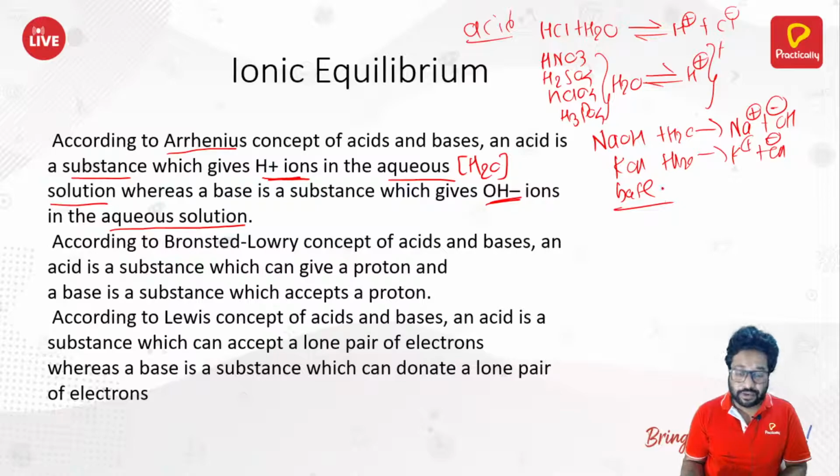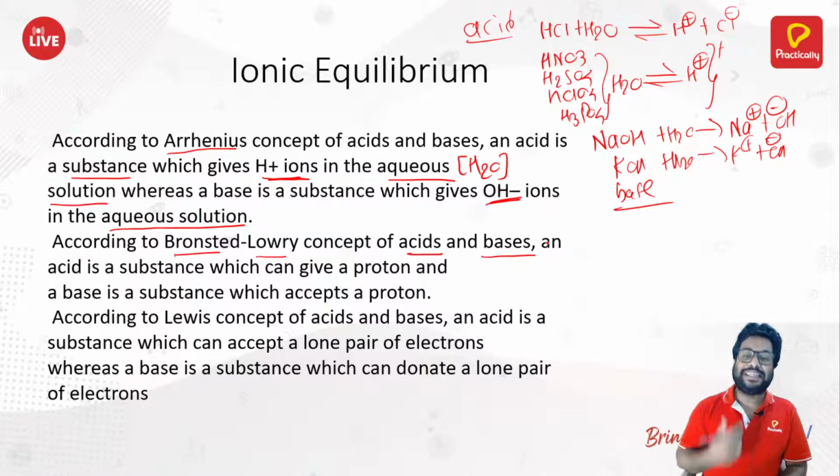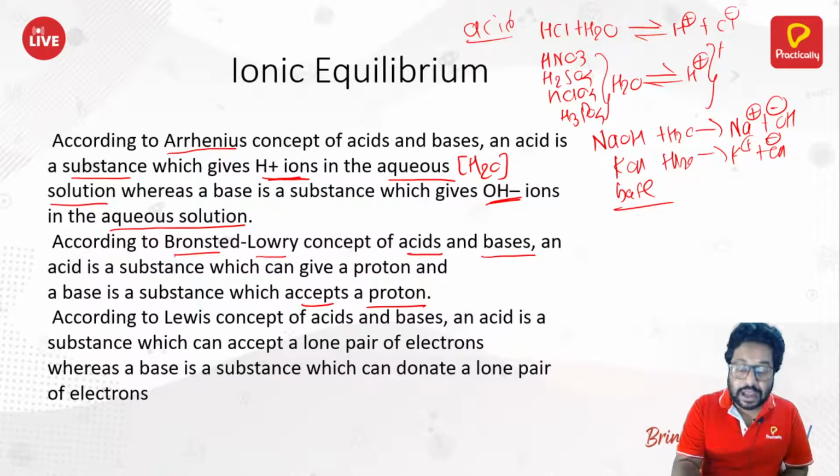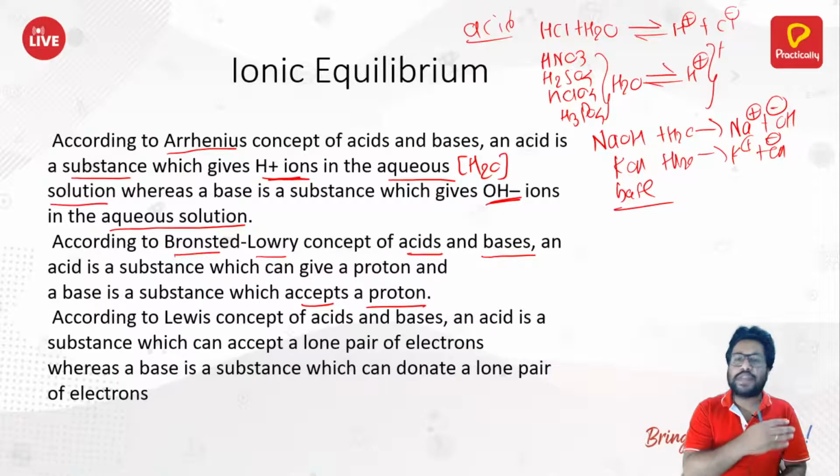It is still helpful. So the next theory came, that is Lowry-Bronsted concept of acids and bases. What does it say? It says an acid is a substance which can donate a proton, and a base is a substance which can accept a proton, irrespective of its medium and irrespective of its solvent, and state also.